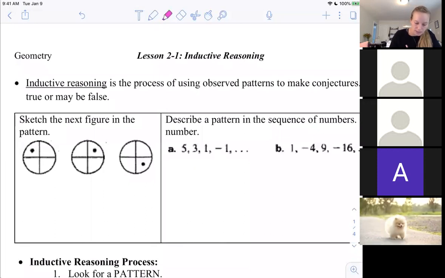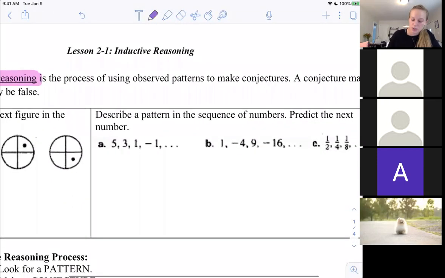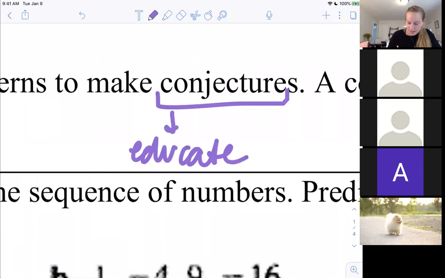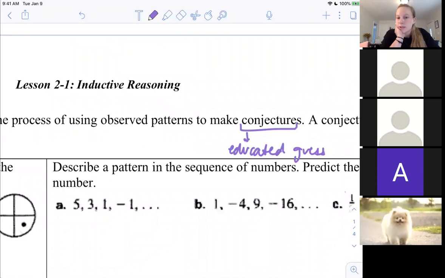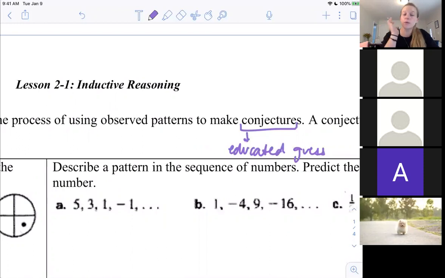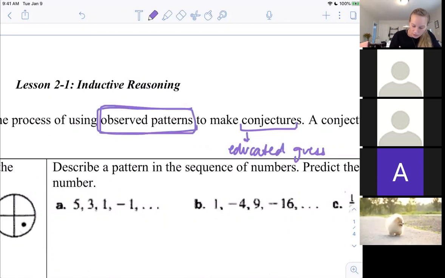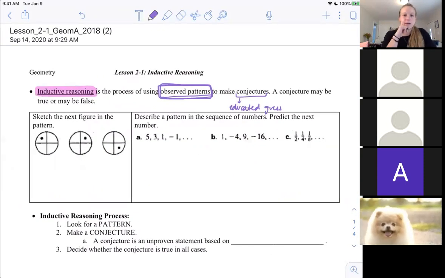And so we're starting with a special kind of reasoning called inductive reasoning. And it's the process of using observed patterns to make conjectures. Remember, a conjecture is an educated guess. It's like a hypothesis in science, but we use the word conjecture in math. So we're making just educated guesses, just a statement that we don't know is true or false. We're just making it based off of an observed pattern. So I want you to know that everything in inductive reasoning is based on patterns. It's based on observations. So we're observing and we're looking for patterns here.